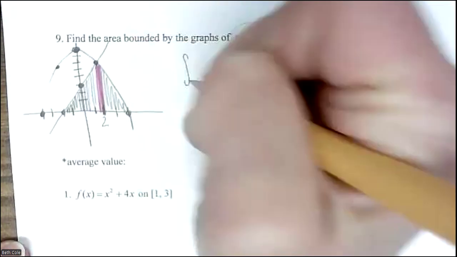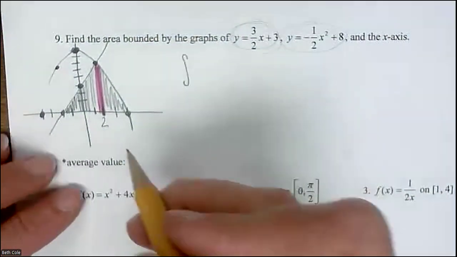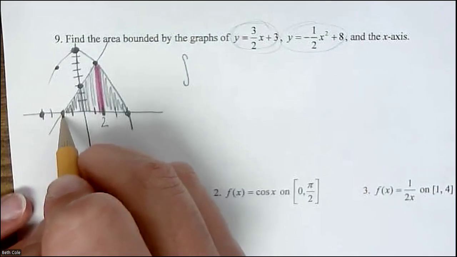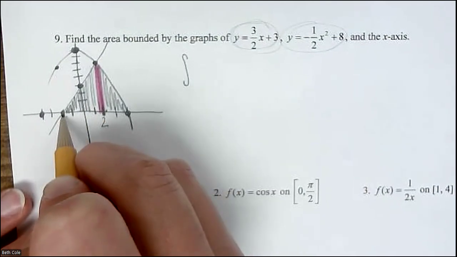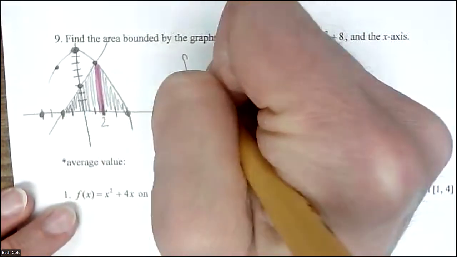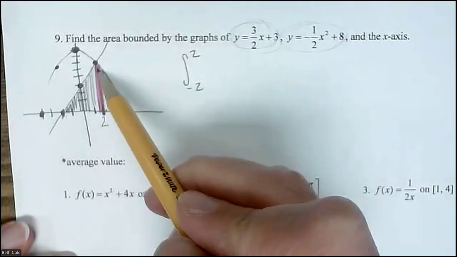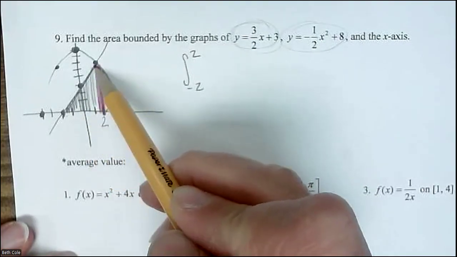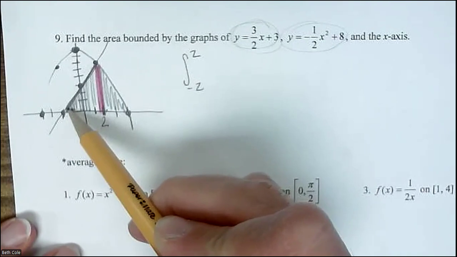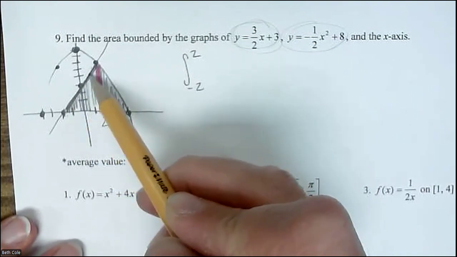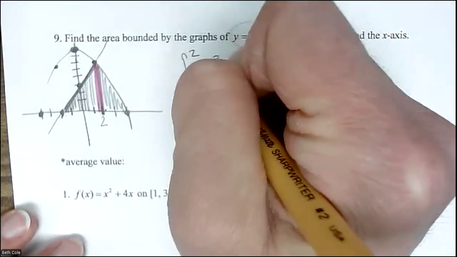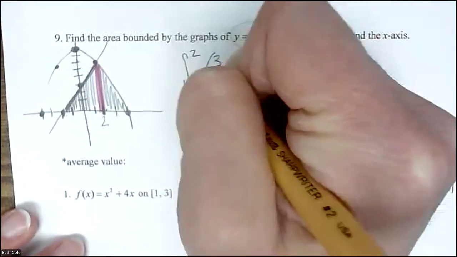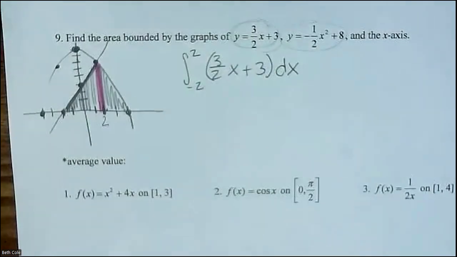So your first integral, and again, we won't work this one out. We're just going to set it up. Your first integral would be from where to where? -2 to 2. Good. And which function are you underneath for that portion? Which function is this one that I'm pointing to here? Yeah, the first one. So 3/2 x plus 3 dx. So that's the first one.